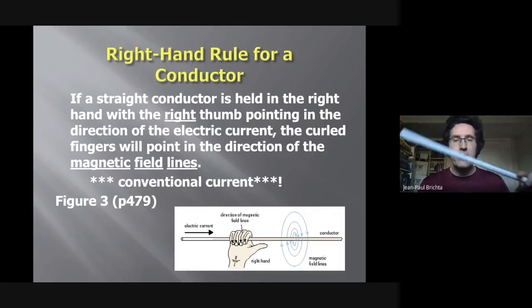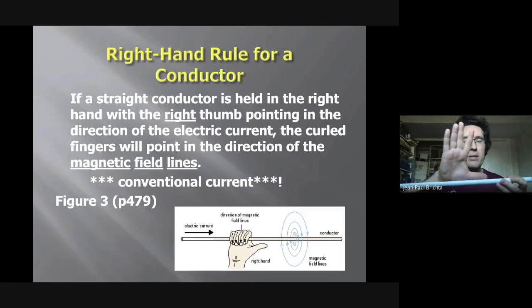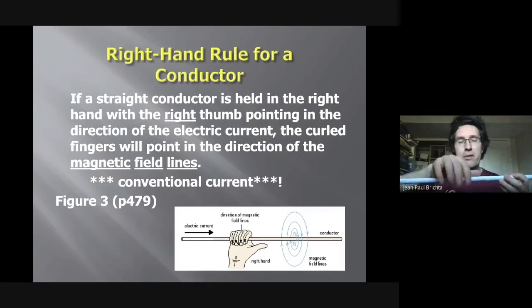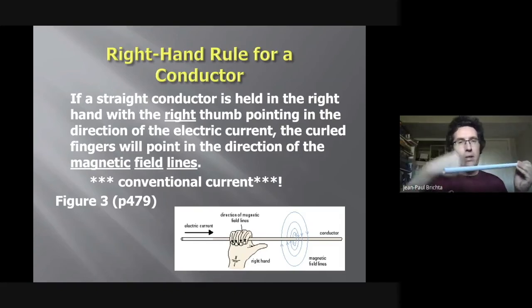So again, if this is our conductor, I'm going to do this in a couple of orientations so hopefully you can see it. My thumb is always in the direction of the current, okay? So in this case, the conventional current, by the way, not electron flow. So conventional current is going this way, then my fingers on my right hand, again, I'm always using my right hand, are going to curl under like this. So this is the direction of the magnetic field, curling around the conductor, right? It's basically making circles around the conductor.